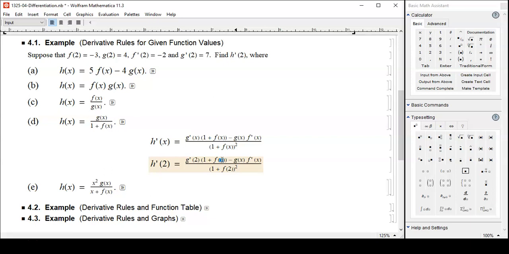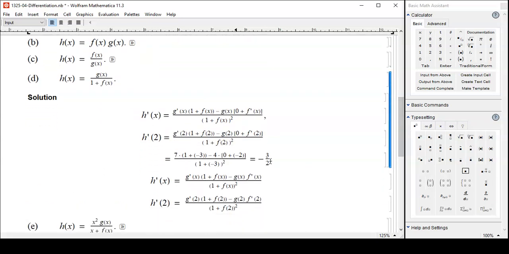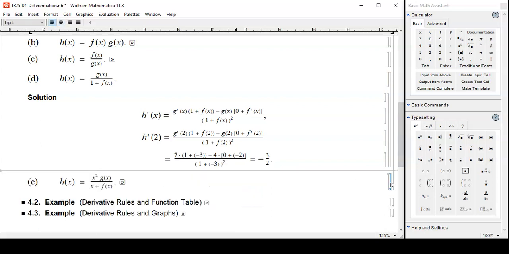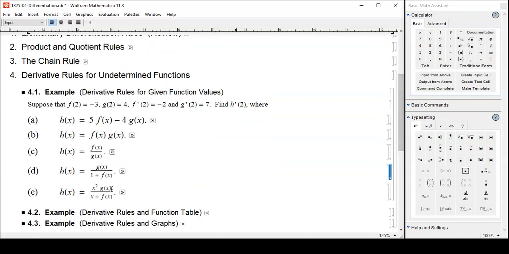What is f of 2? What is g of 2? What is f prime of 2? What is g prime of 2? You know all those, and then plug in and do your computation. You're going to get the answer. You're going to get -3/2. Make sense? Final expression.